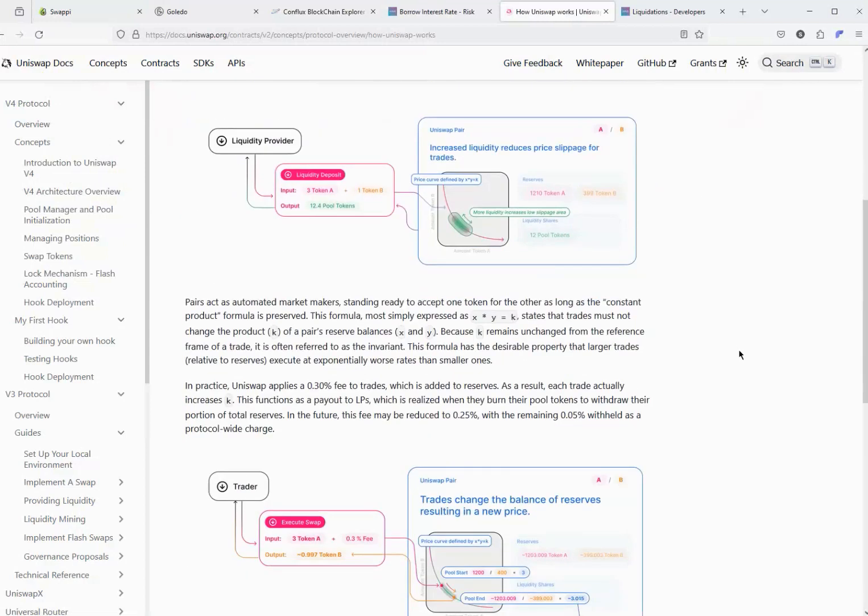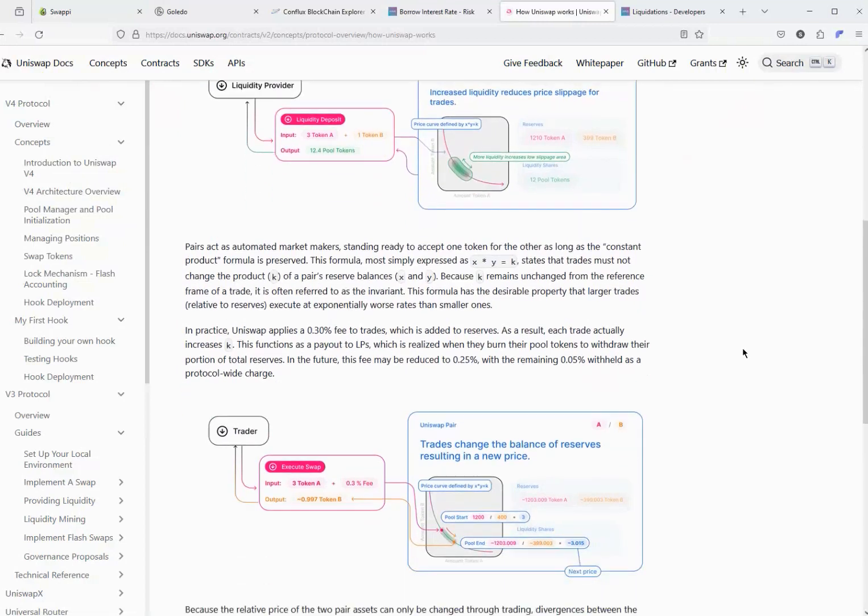Because we will implement a simple one, what we are caring about is only the formula x times y equals k, and k is a constant. Here we call it the invariant. And x and y represent the balances of the tokens in the pair.